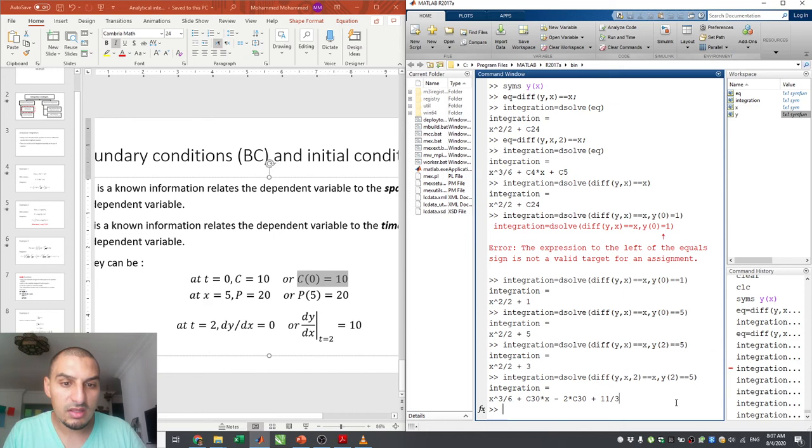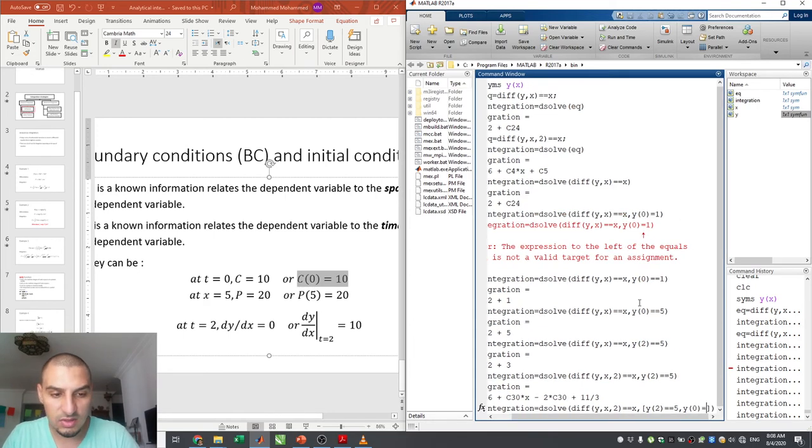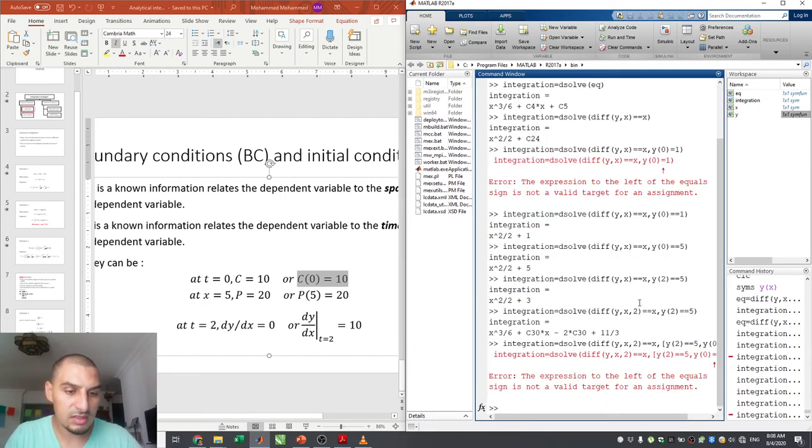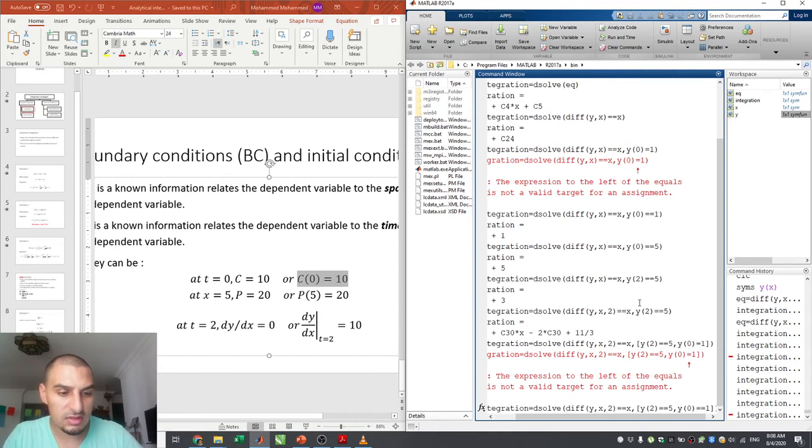So to get them, I should put two conditions, but the two conditions should be in the same slot in the function. So again, I'm writing the equation now, and this should be the condition. If I have two conditions, I should put them together in a matrix. So in this matrix, I put y of 2 equals 5, and y of 0 equals 1, for instance. Again, I should use double equals.